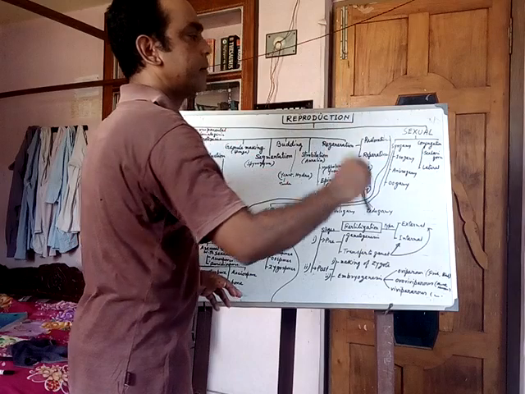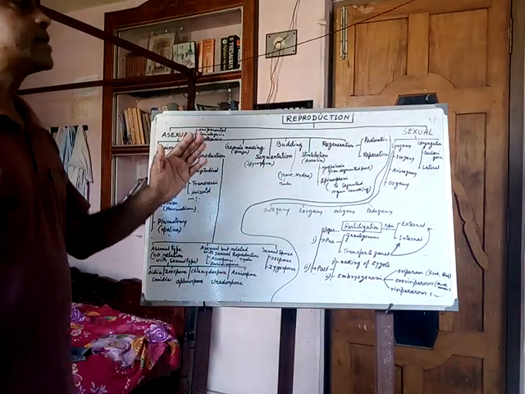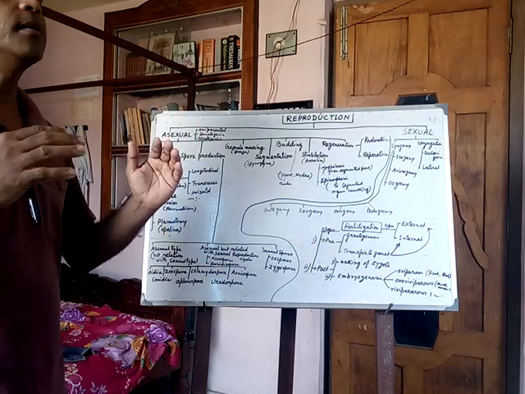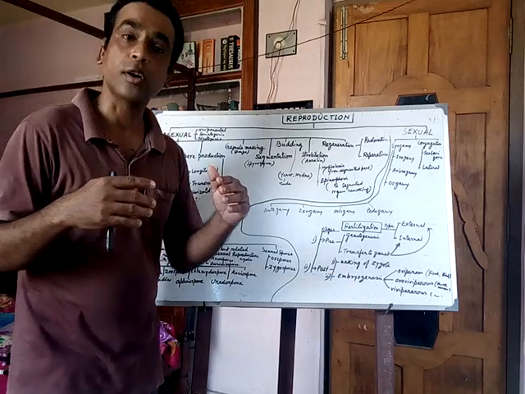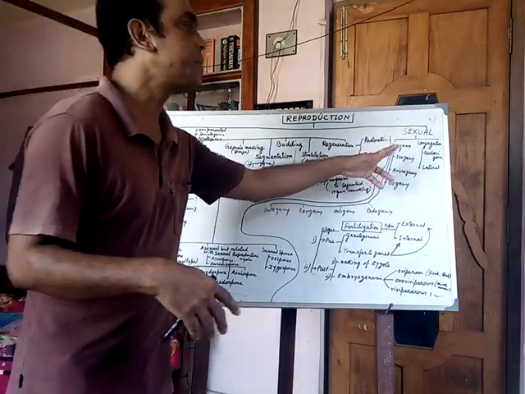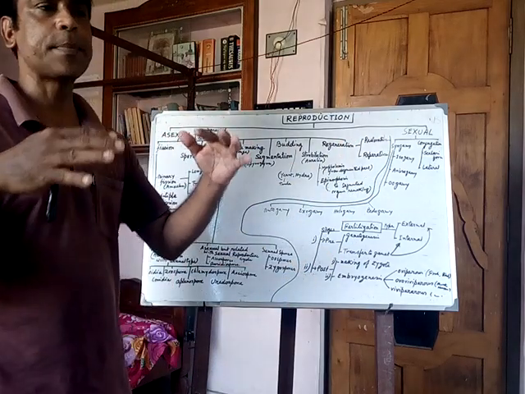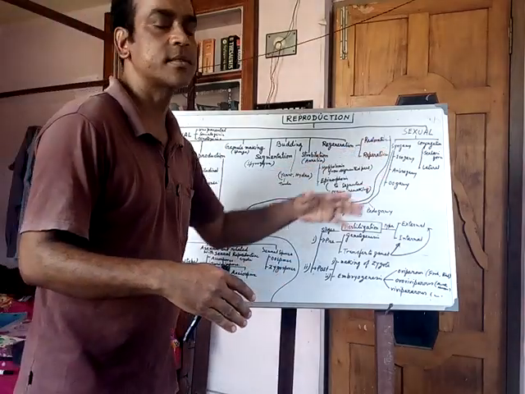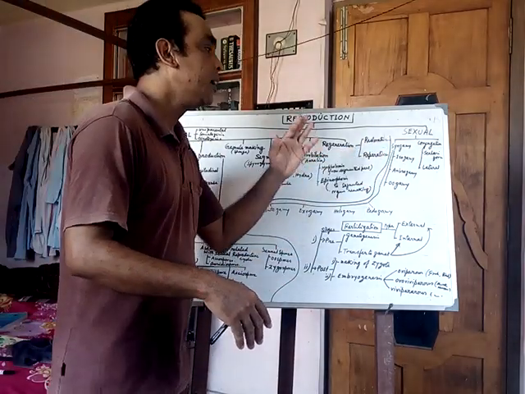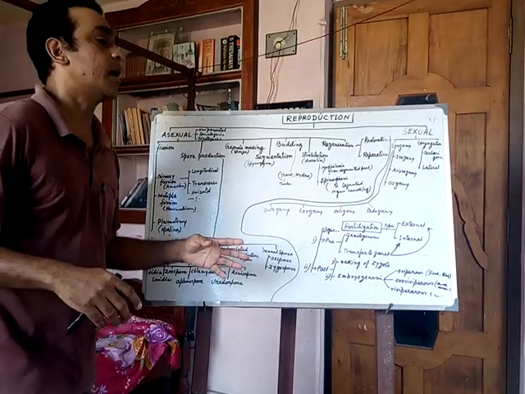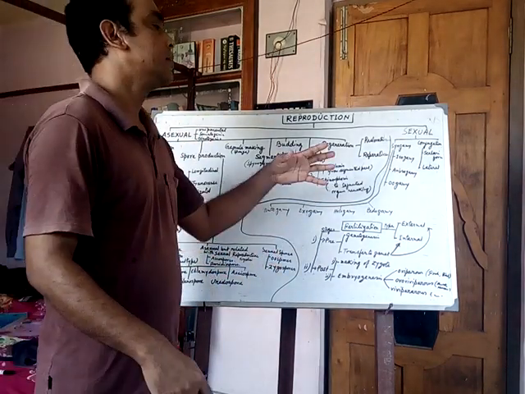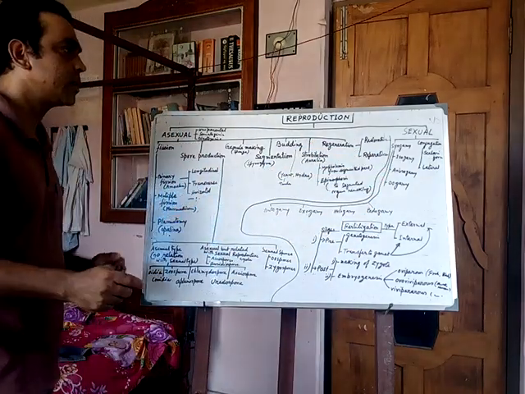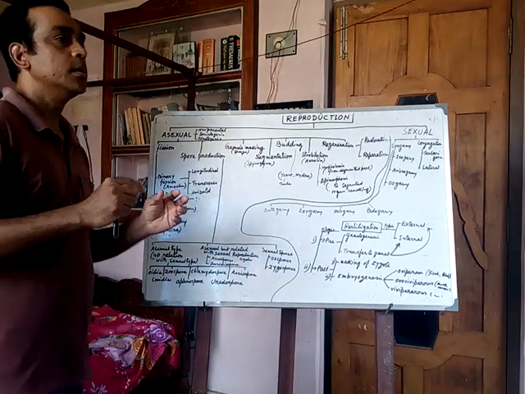Then the sexual reproduction, it is two types, that is syngamy and conjugation. Syngamy, when two gametes combine for the production of a daughter, is called syngamy. There are two types of syngamy present here. Isogamy, when the shape and size of the two opposite gametes are similar, that is chlamydomonas isogamous. When the shape and sizes of the gametes are dissimilar, it is called anisogamy.